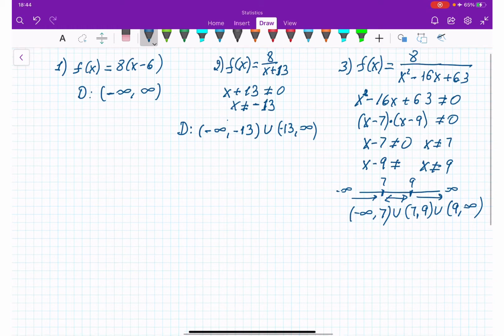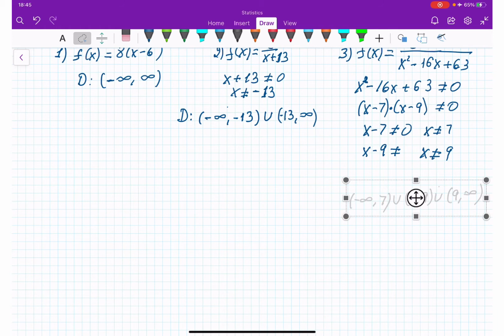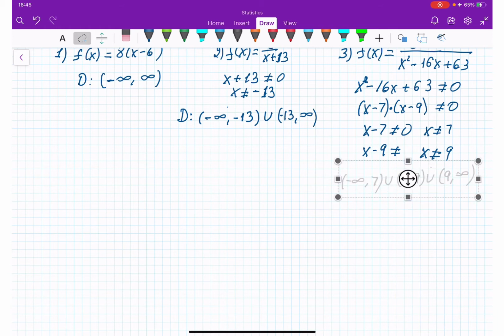Question number 4. Again, let me clean this and move this up so we have the notation organized and it would be easier for you to follow. Question number 4.